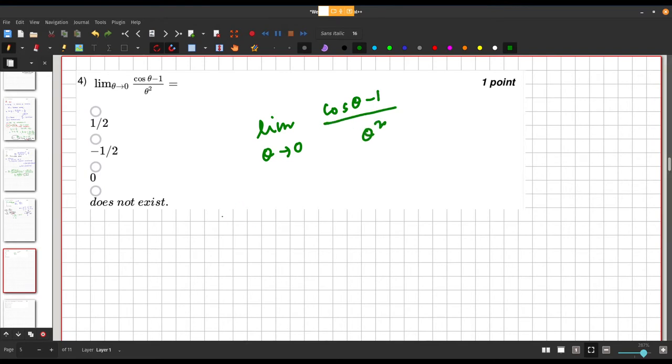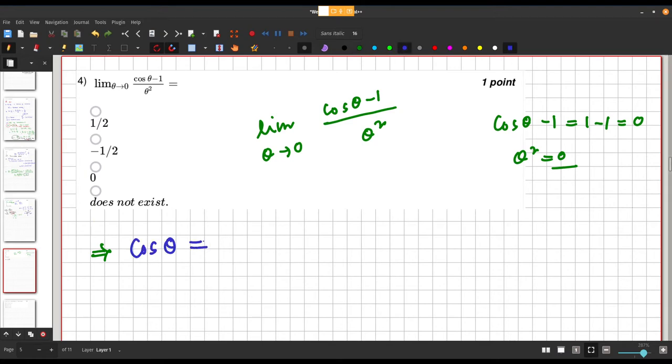Again, we will find that when you put the value theta equal to 0, cos theta minus 1 is 1 minus 1, 0, and theta square is also 0. So the denominator and numerator both are going to 0. So we cannot evaluate the limit in this form. And to get the answer, we can use the formula of cos theta when theta is very small.